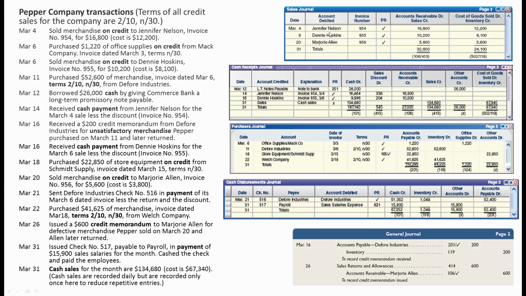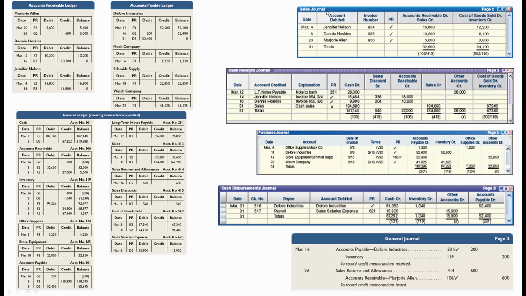Now let's look a little bit at how these things interface with the individual ledgers. These are the subsidiary ledgers, so it's by customer and the amount that they owe. These are the accounts payable ledger, so these are all our vendors and the amount we owe them. And this is our general ledger, and so this has all of the accounts.